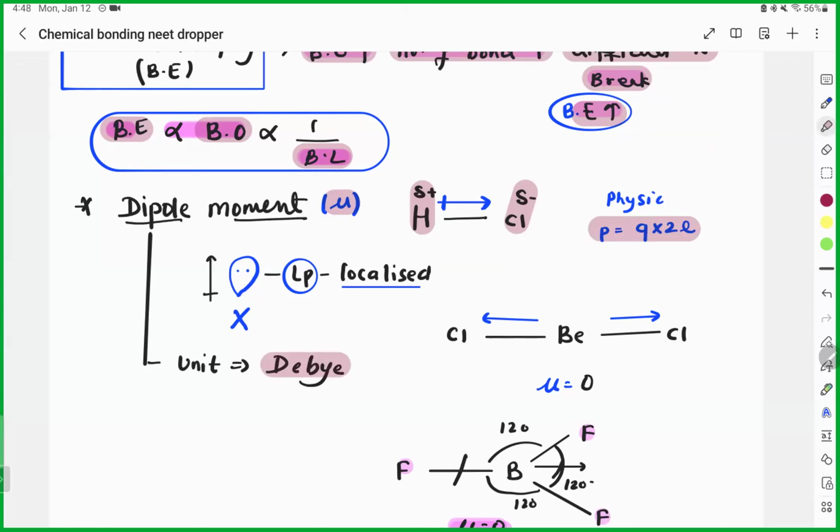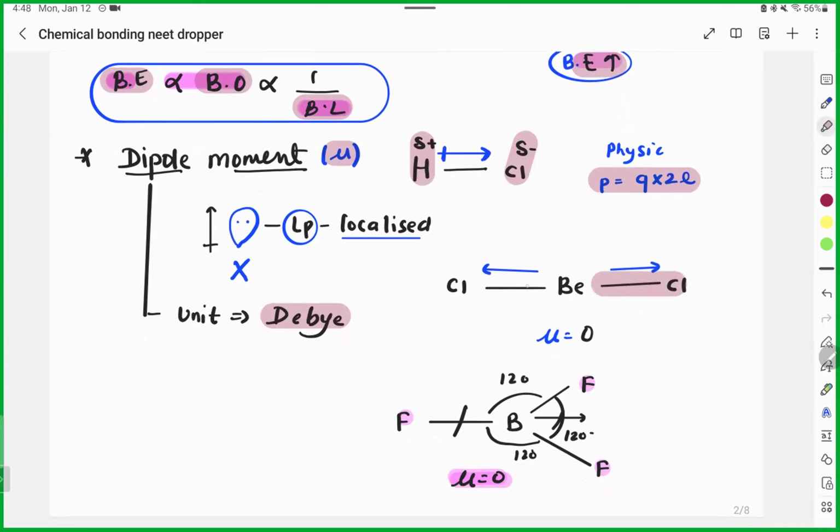What happens in the case of BeCl2? Here this chlorine is attracting electrons this side, and the other chlorine is attracting this side. Both will cancel each other out. That will be zero dipole moment. Nobody will ask you the numerical value of the dipole moment. They will ask whether it is zero or not zero. Second, which one is greater? Only two possibilities.